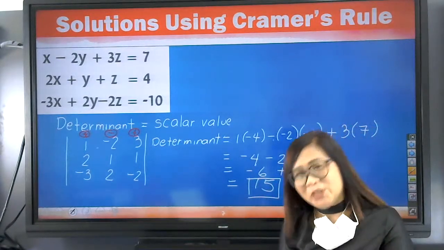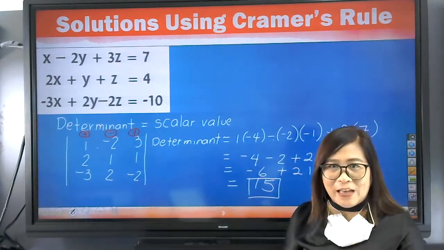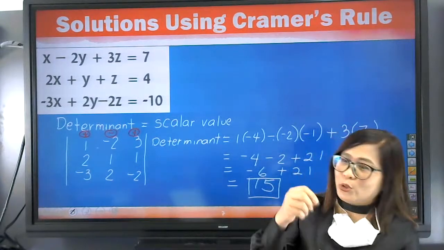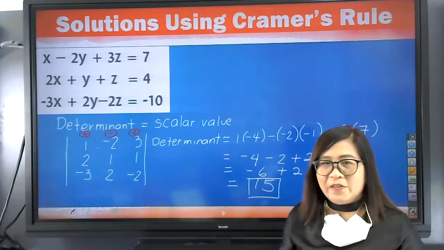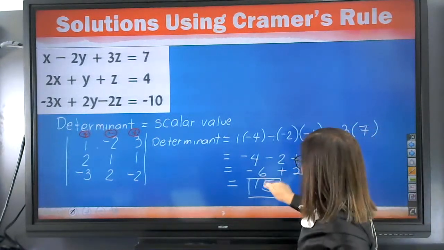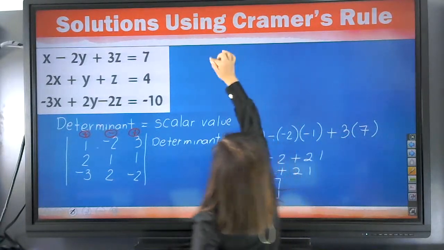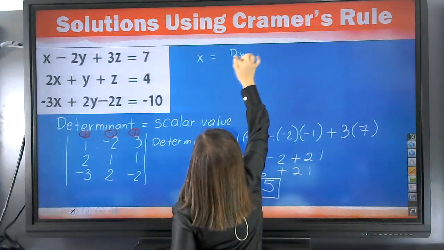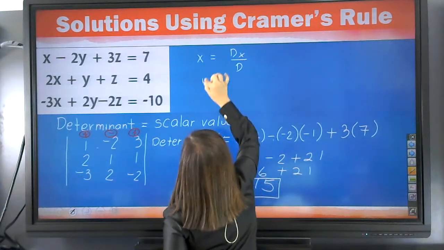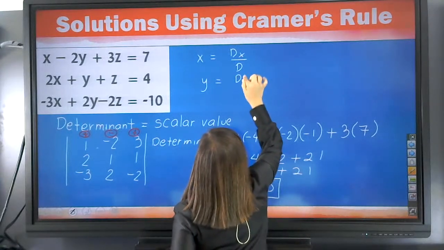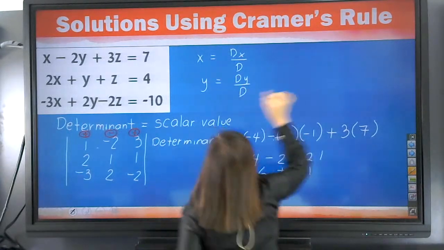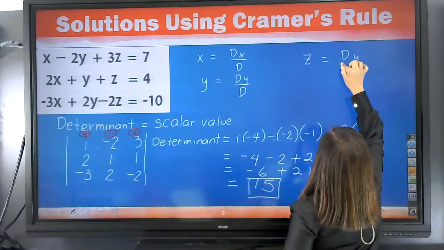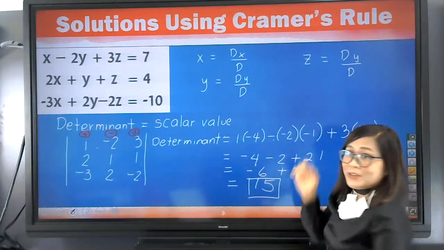What will we do with the determinant, students? We have to find the value of x, y, and z. If you're doing it alone later, it should be very fast. So to find x, you have to have Dx over determinant D. To find y, you have Dy over D. And to find the value of z, you have Dz over the determinant D.